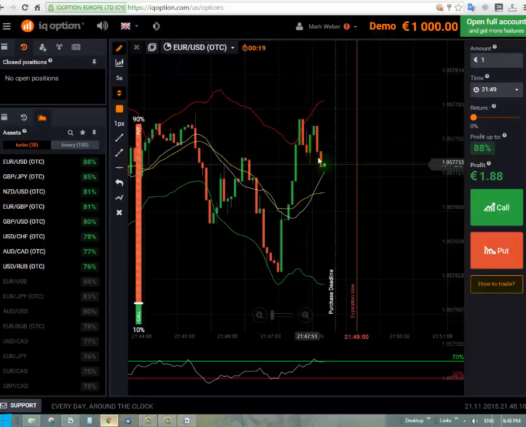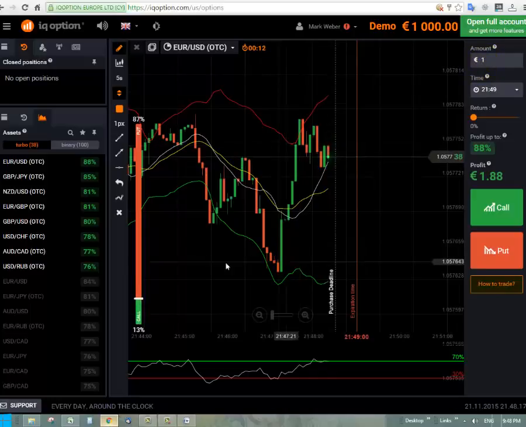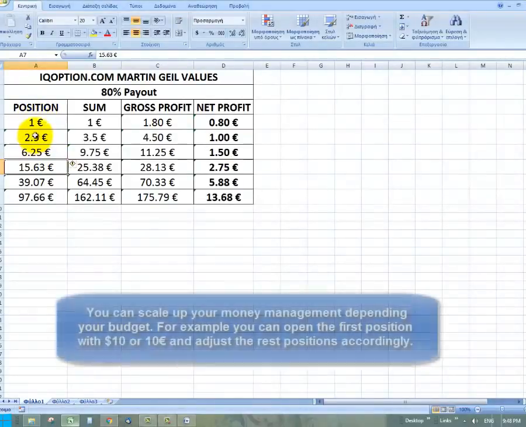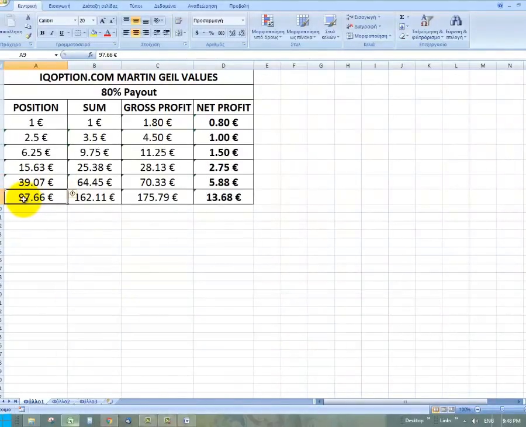Now we will wait for the right moment in order to take the first position of €1. As we said before, the first position is €1, the second position is €2.5, the third position is €6.25, the fourth position €15.63, the fifth position €39.07, and the sixth position is €97.66.